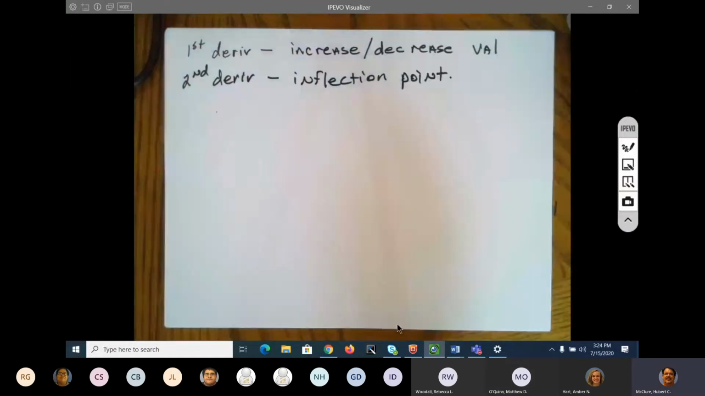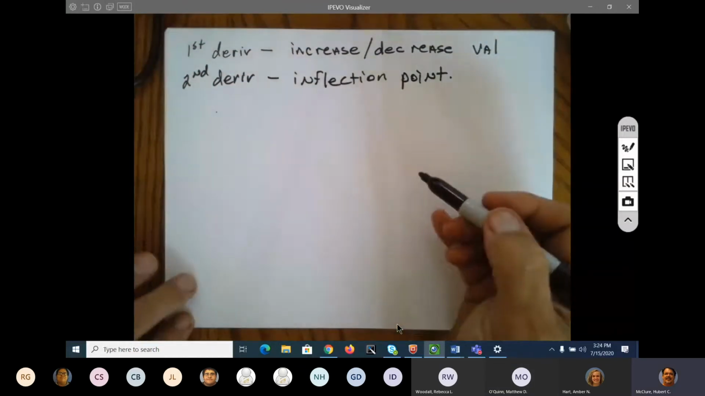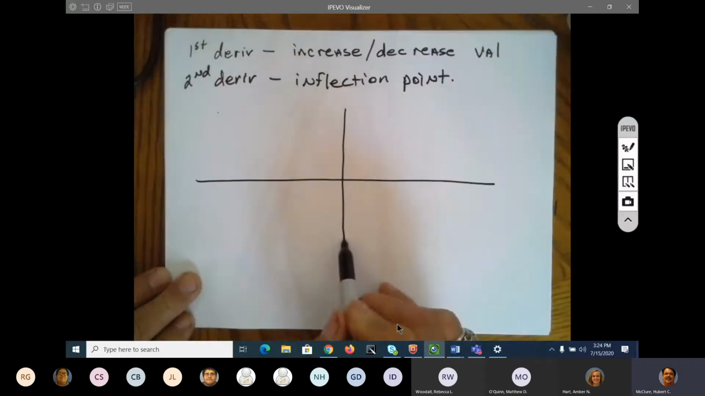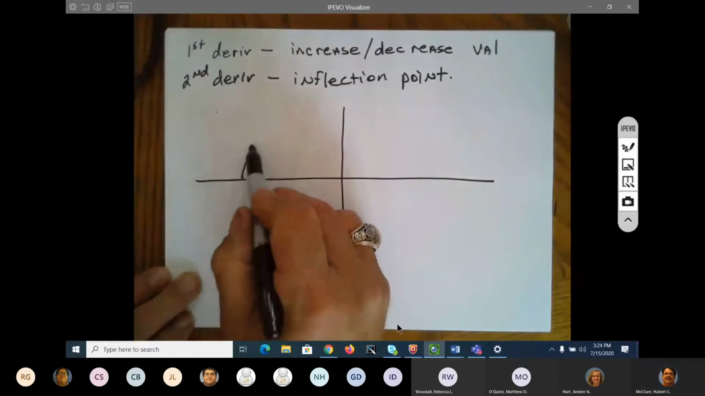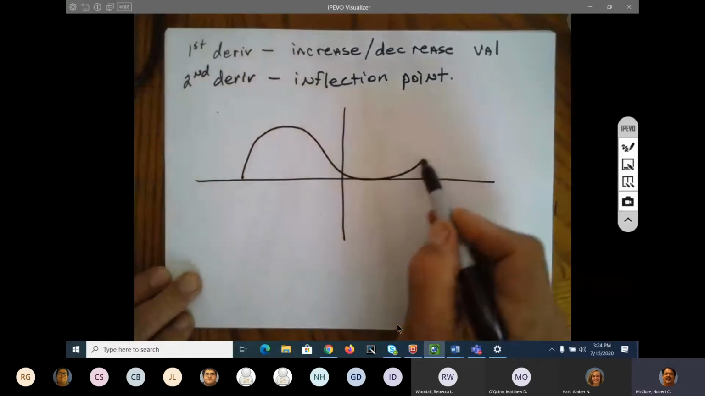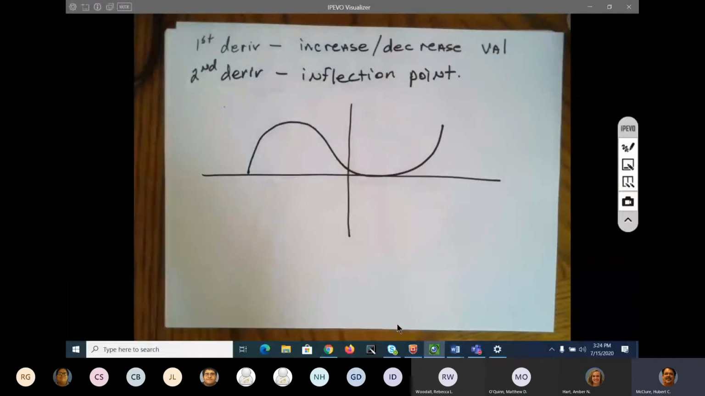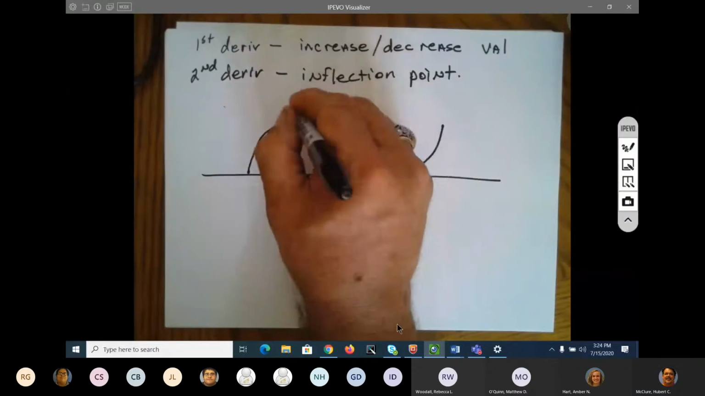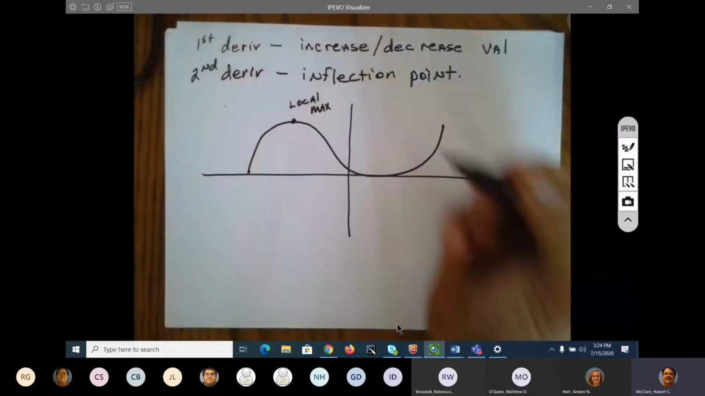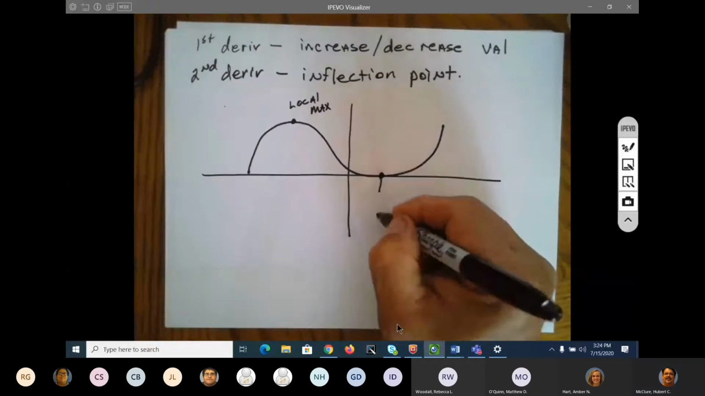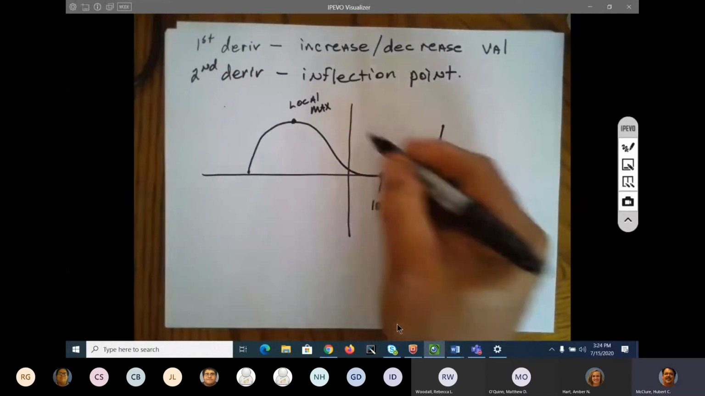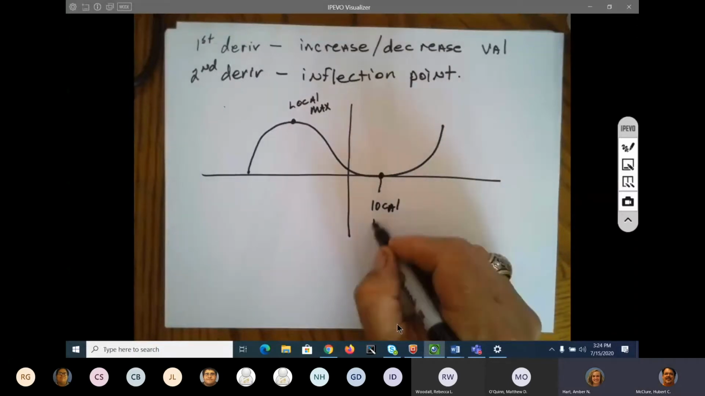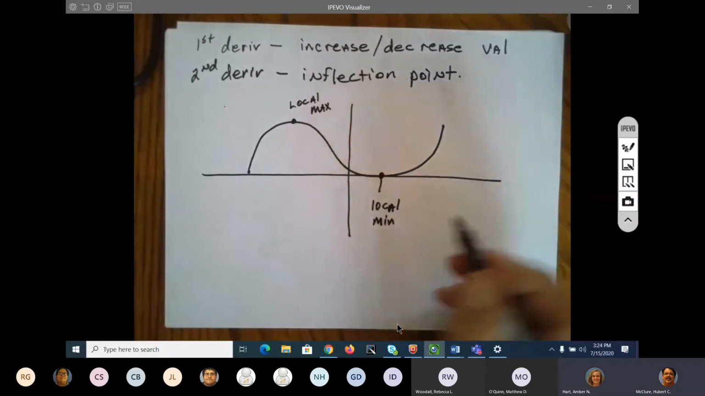Now, a good example of this, if I give you a graph, and that graph looks something like this. Okay. Well, I've got a vertex here, and that's called a local max. And then this is called the local what? If that's called the local max, what do you think this is called? The minimum. I've been talking, but my mic was muted. Thank you. Okay. All right.